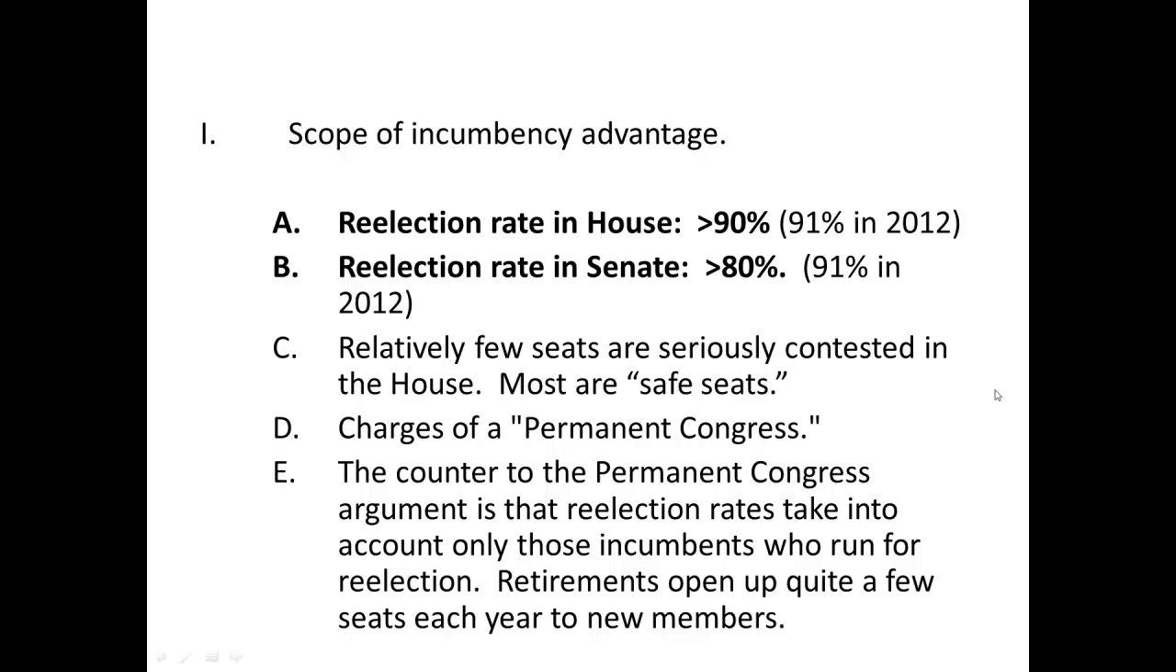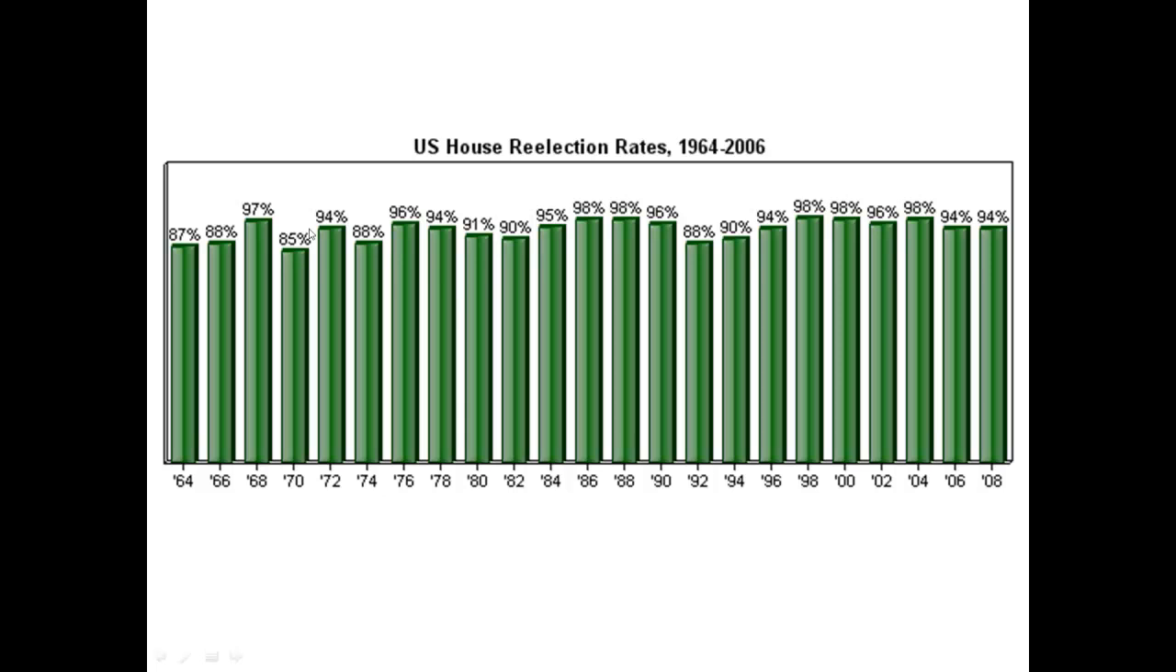The counter argument to a permanent Congress is that re-election rates take into account only those incumbents who run for re-election. Some people retire and the seats open up to new people, and those people do not count in the percentage. So this 91% does not count the people that retired and were replaced by new members. No matter what, it was going to be somebody new. Check out the U.S. House of Representatives re-election rates, 1964 to 2006. Wow. Very high chance of re-election.